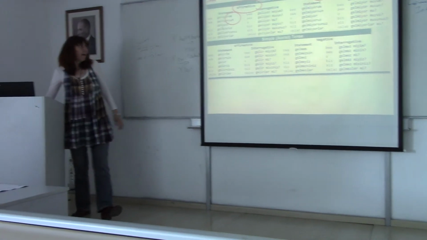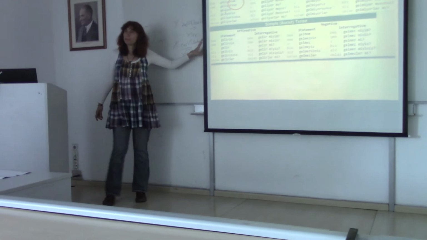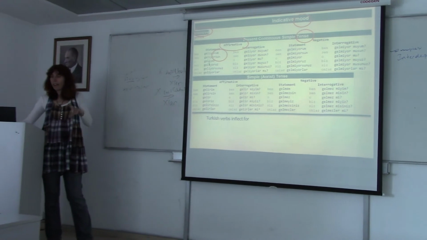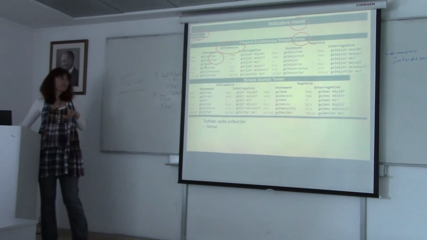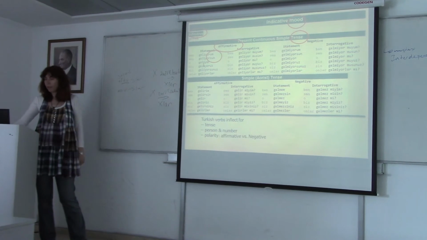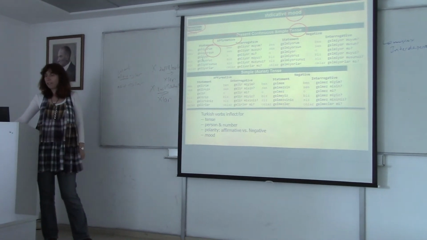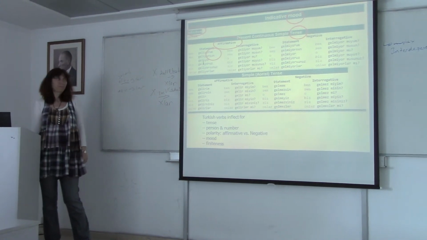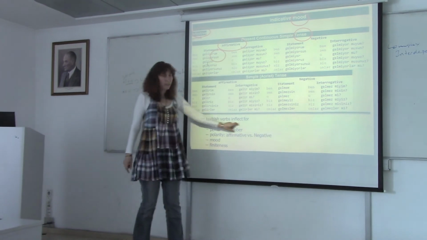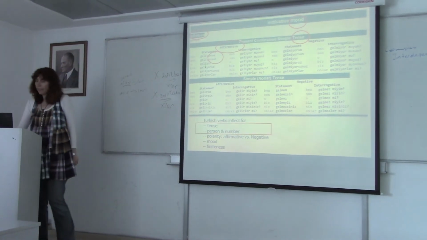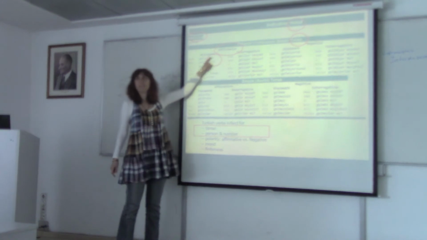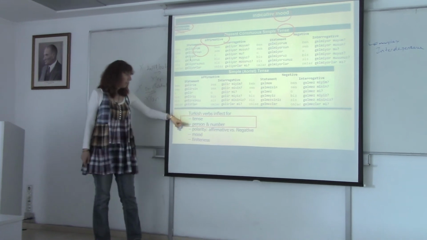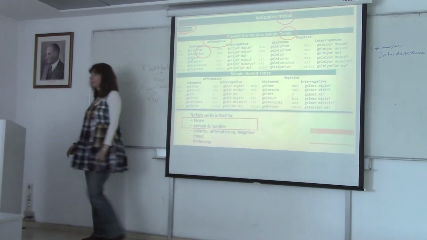So this is a partial paradigm of a Turkish verb. In terms of the categories that a Turkish verb has to have, they have to have tense, person and number, polarity, mood or evidentiality, and finiteness. And tense, person, and number tend to be bundled in one suffix. So we have three different categories in one suffix.